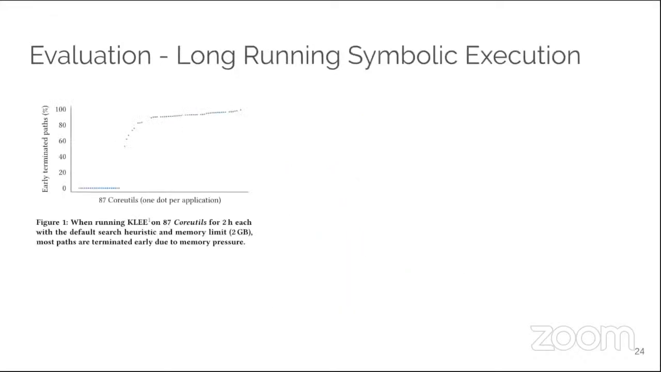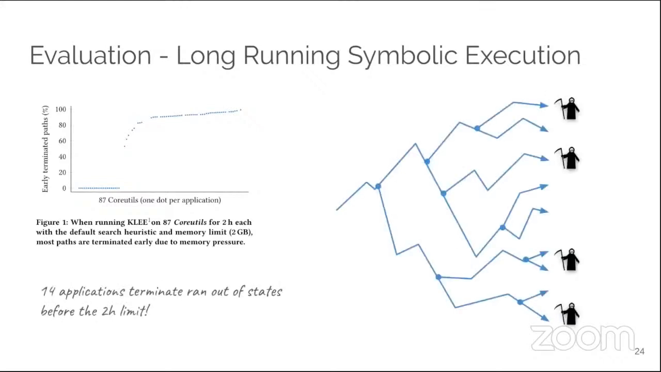Remember the first experiment where I showed you how many paths are terminated due to memory pressure. In that experiment, we observed 14 applications that terminated so many states early that the execution engine was able to successfully explore the remaining paths to completion, and then ran out of states before the 2-hour time limit. That means, no matter how much time we have at our disposal here, we cannot make any further progress.